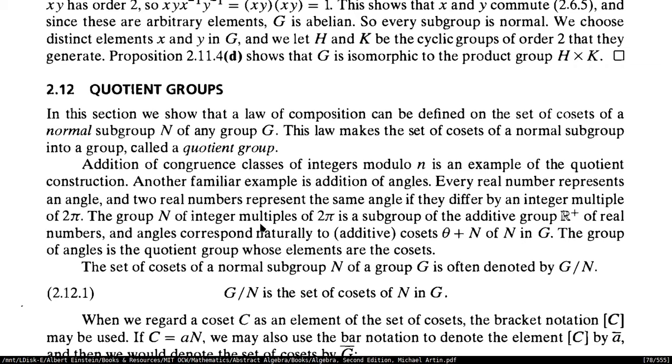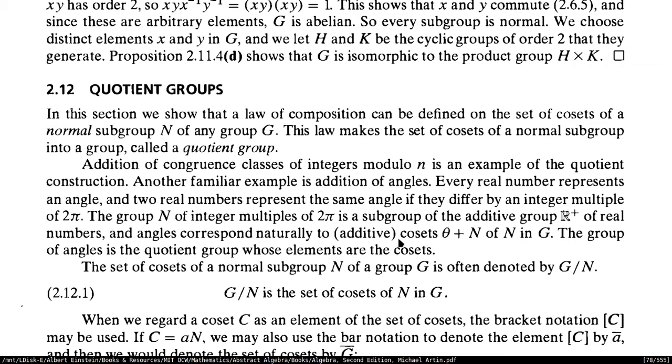So when we were doing some arithmetic theory, if you have A congruent to B mod n, and C congruent to D mod n, then you can add them, and they're going to have the same congruence class modulo n. So that's somewhat like creating this kind of quotient construction.